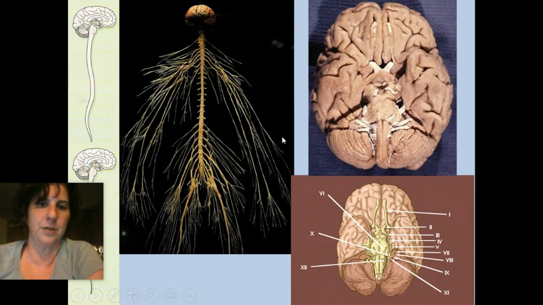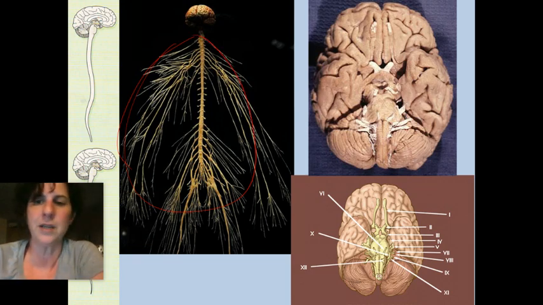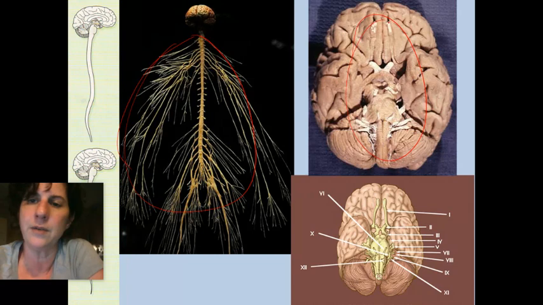All right, here's the cranial nerves. Here's the spinal nerves coming off of here. These are the cranial nerves. So we start with the frontal lobe, and then we work back to the spinal cord back here, and you have nerves that come down.